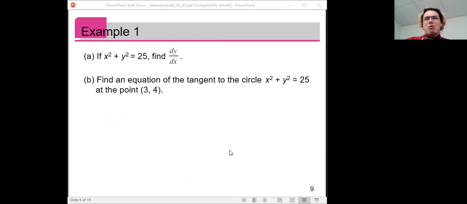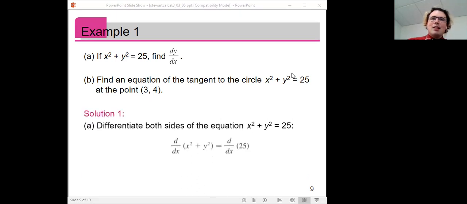Here is the way we would do it for the circle. x squared plus y squared equals 25. That equation defines a curve in the plane. Let's find the slope of that curve. Let's find dy on dx. And secondarily, find an equation of the tangent line to the circle at coordinates x equals 3, y equals 4.